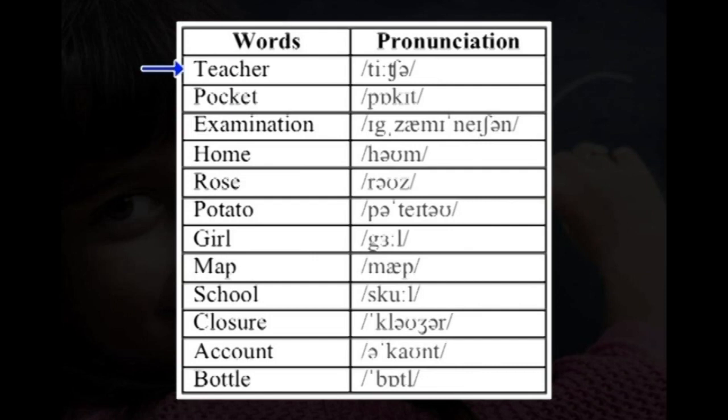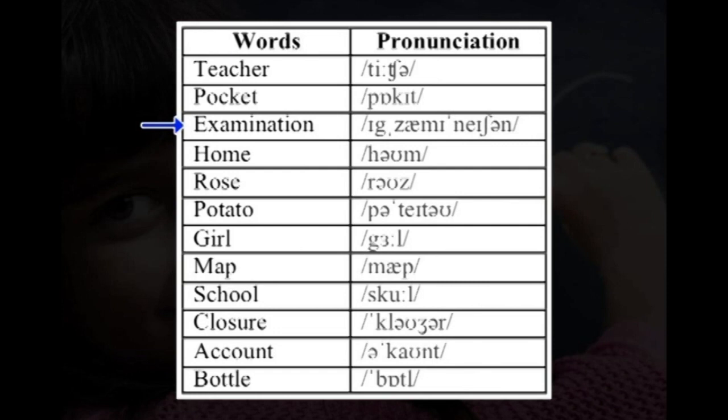The word is teacher. In the transcription of teacher, the sounds involved are t, long e, ch and a. So, we pronounce this as teacher. The next word is pocket. During the production of pocket, the sounds involved are p, short o, k, short e and t, and we pronounce it as pocket. Then the third word is examination.